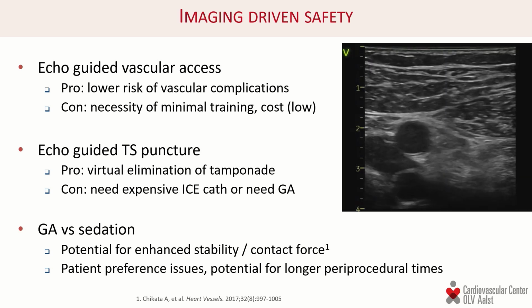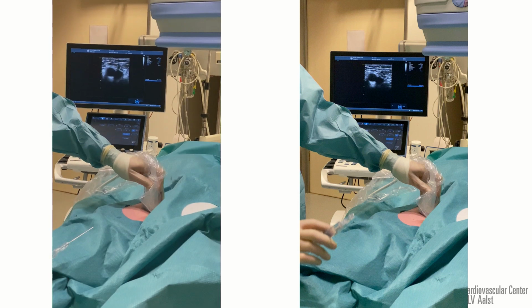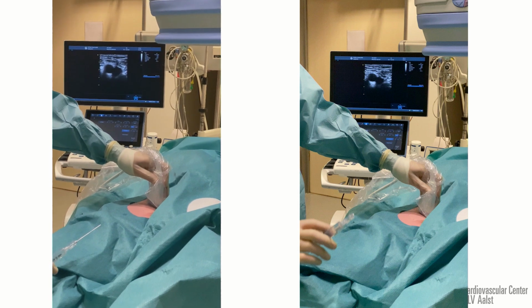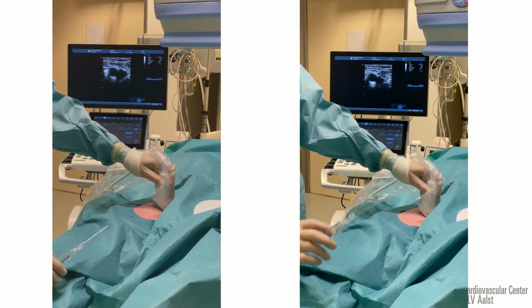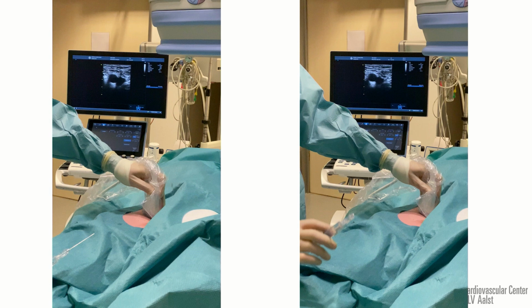So here's an example of echo-guided access, and I think one of the key things to be efficient in your lab is to keep it as simple as possible. If you start complicating things, you will fail. So our echo-guided workflow is very simple. We identify the vein by pushing on the groin. I will show you one more time. No Doppler, no long axis, no I don't know what.